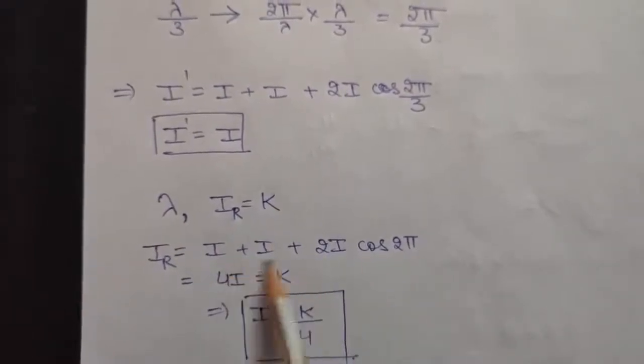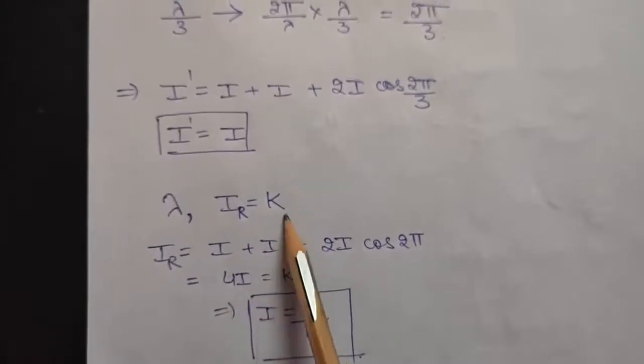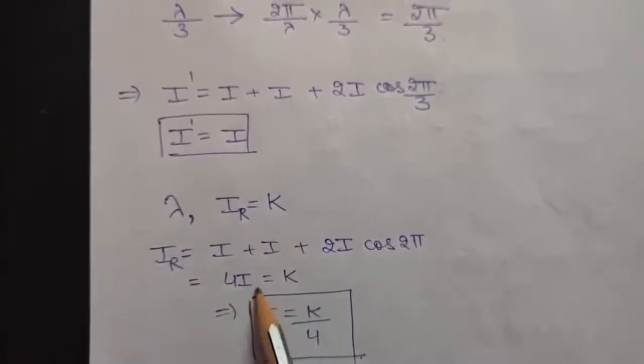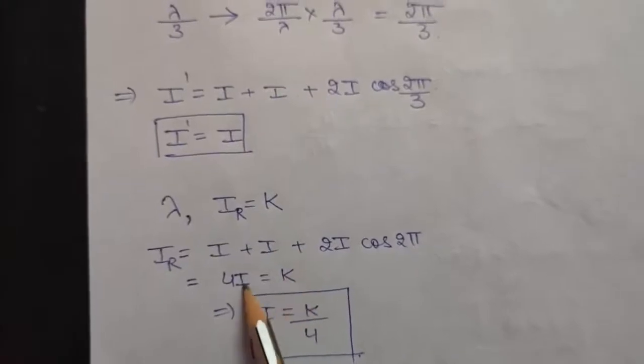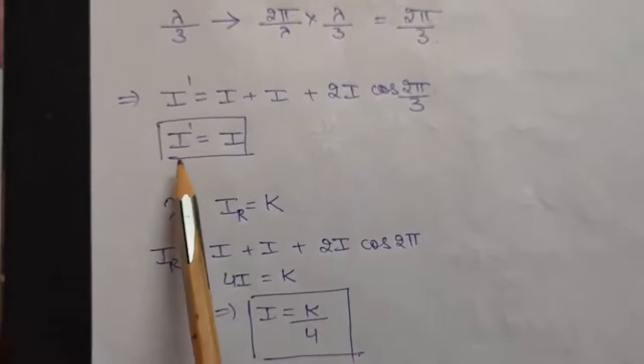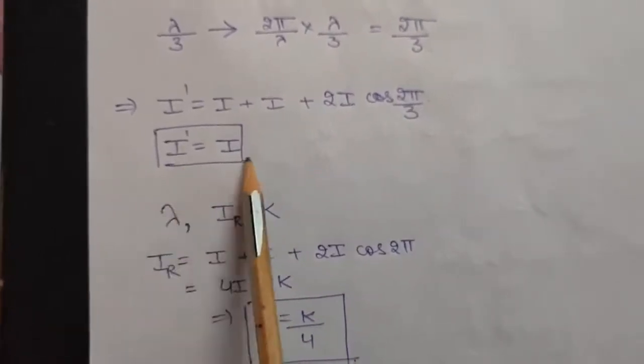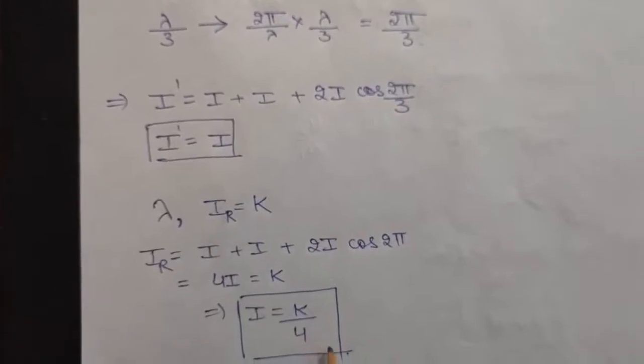Solve it, this will come to be 4I, and it is given in the question to be K, because IR is coming to be 4I and that is given to be K. So from here you can calculate I, that will come to be K by 4, and I dash was coming to be I. So you can say when path difference is lambda by 3, your intensity will be K by 4.